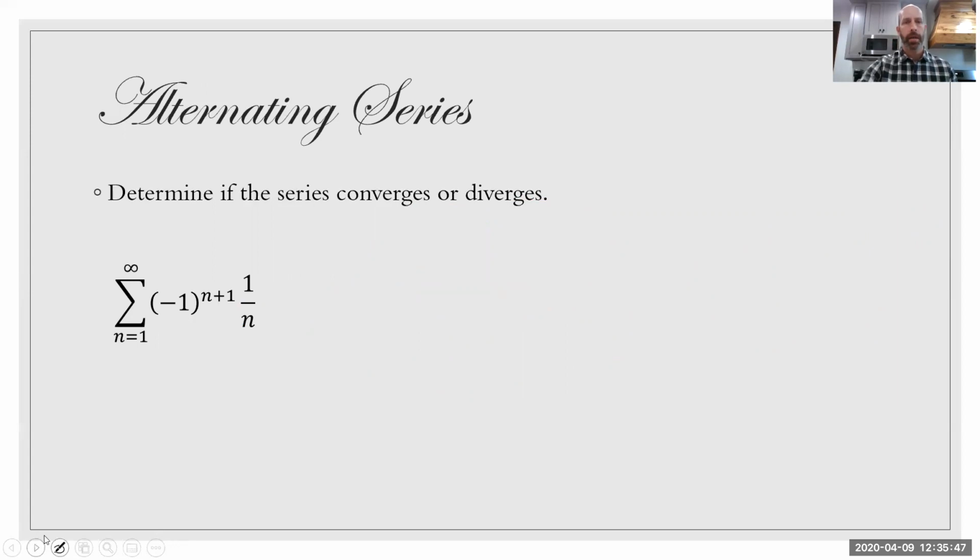Okay, alternating series simply means that the series is alternating. Typically, it's negative to positive, but it doesn't have to always go in that order. It could go negative, positive, negative, positive, or something like that. So here we clearly have an alternating series. We're trying to determine if it converges or diverges. And so the first thing that we want to do is just identify what A sub n is. And A sub n in this case is simply 1 over n.